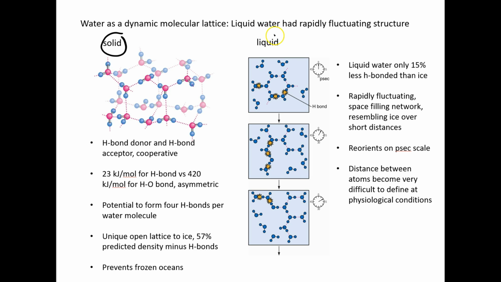If we look over here at the liquid, these hydrogen bonds only exist transiently. They're very, very short in their duration. They'll bond, break, rebond on a picosecond scale, and there's only about 15% of the hydrogen bonding present in liquid water as there is in ice. So this is a rapidly fluctuating dynamic system where these bonds are sliding in and around each other and associating and dissociating rapidly.